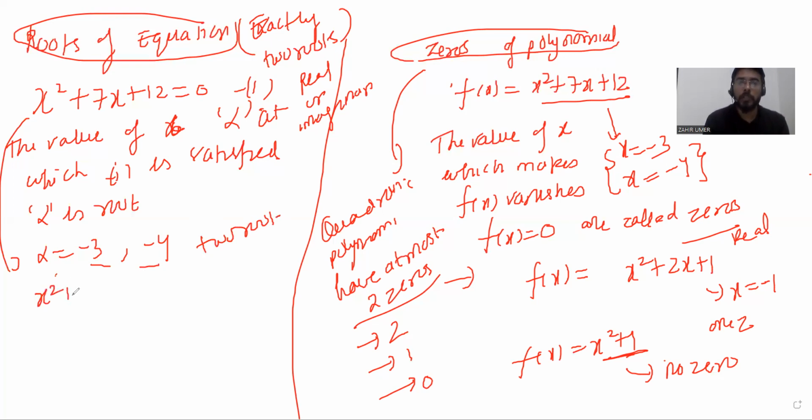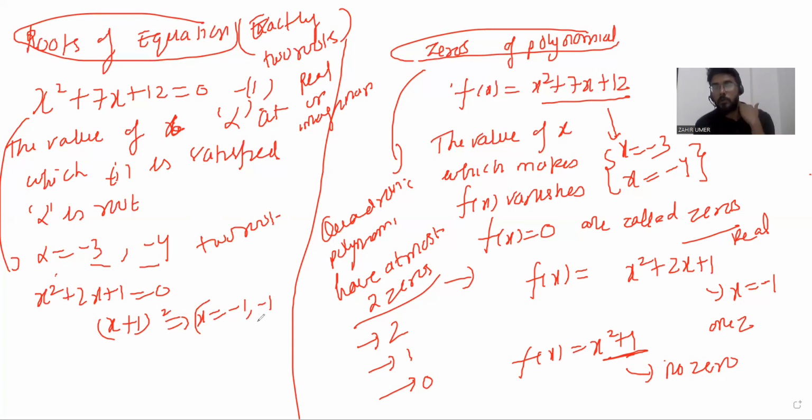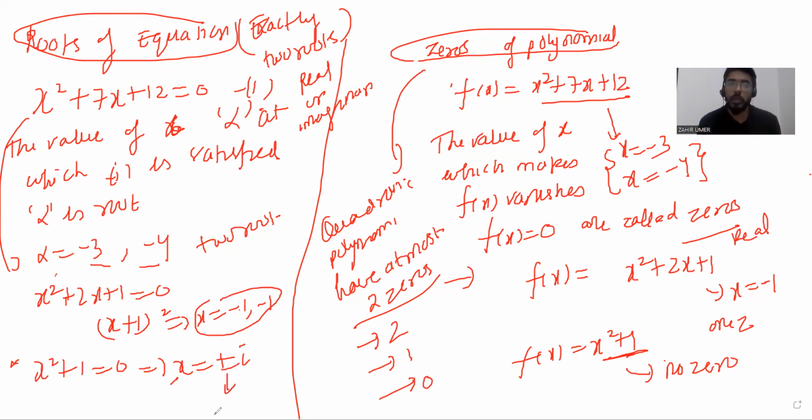But in case of x square plus 2x plus 1 is equal to 0, here (x plus 1) whole square is equal to 0, x is equal to -1, -1. Here the only value of x is -1, but in case of roots, we take it as two roots. We say that x square plus 2x plus 1 is equal to 0 has exactly two roots, and both roots are the same. We don't say that it has only one root, which is -1. It has two roots and both roots are the same. The earlier one has two real roots which are different. Similarly, x square plus 1 is equal to 0 has x is equal to plus minus i. It has two different roots and both roots are imaginary.